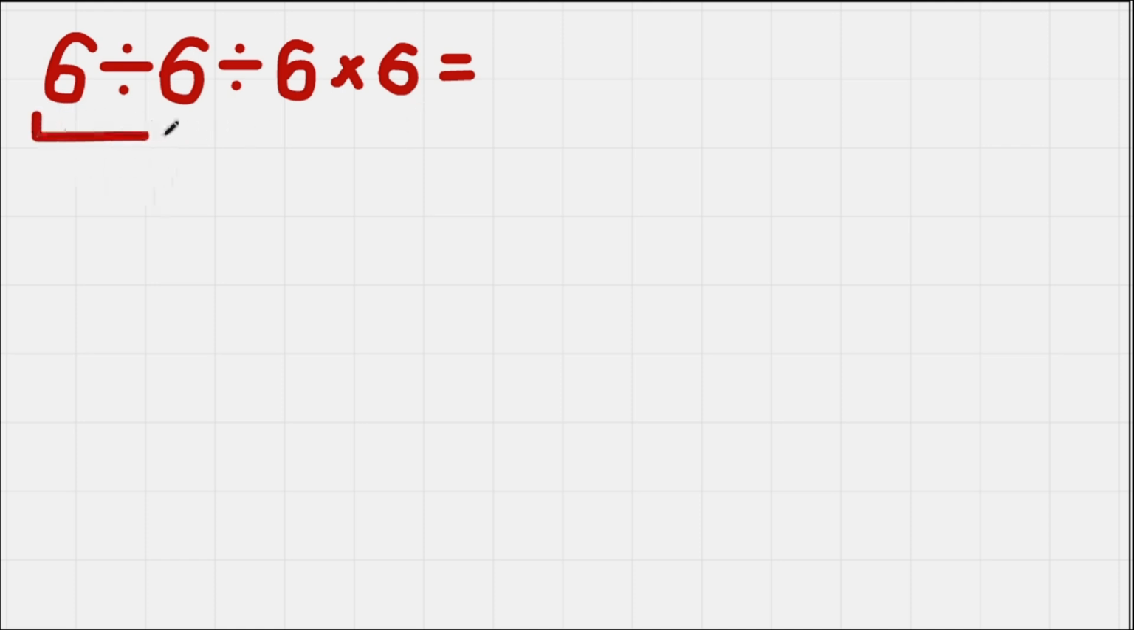We have 6 divided by 6, we do this first because it's on the left side. We get 1. Then we have divided by 6, and we also have times 6.